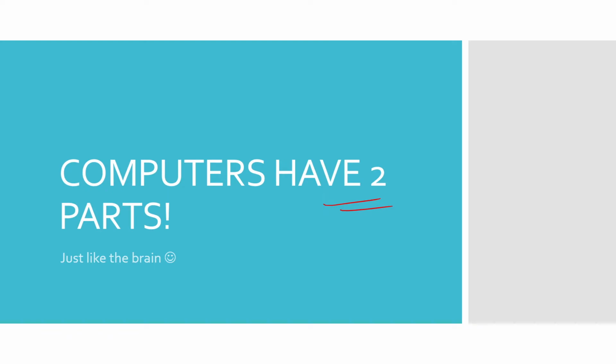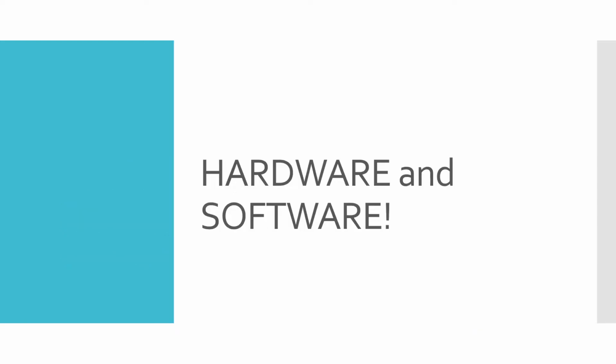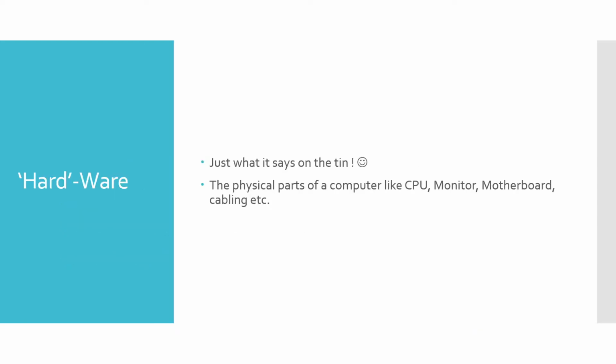Now computers have two parts, just as its biological counterpart actually does. Like the brain, which has the left hemisphere and the right hemisphere, computers have the hardware side and the software side. And hardware is just what it says on the tin. Hardware is the physical part of the computer, such as the CPU, the monitor and the motherboard and the cabling.